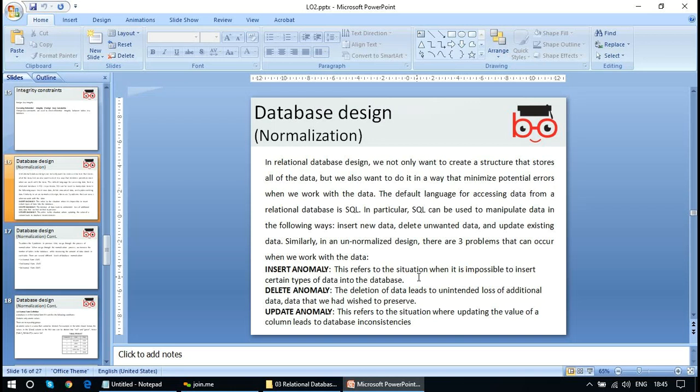Okay. So basically in a relational database, we not only want to create a structure that stores all of the data, but we also want to do it in a way that minimizes potential errors when we work with the data. Potential errors are not syntax errors, but structural errors, like the structure of the tables you create. You have to check whether the number of tables and number of columns you have defined would remain fitted well or not.